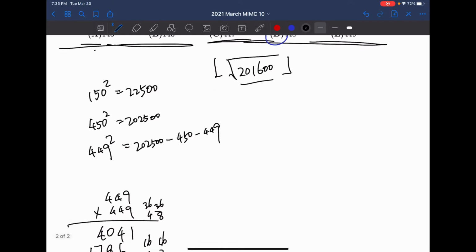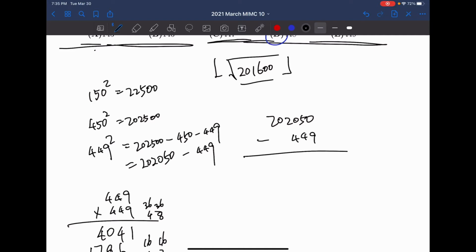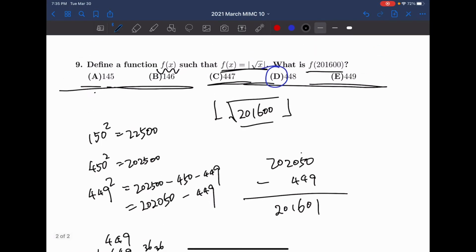Now let's try with this method. This method would give us 202500 minus 449, and you can make one of these charts, because that may be more accurate than what you actually calculate with, and that will return the same answer. And so our answer would be D.